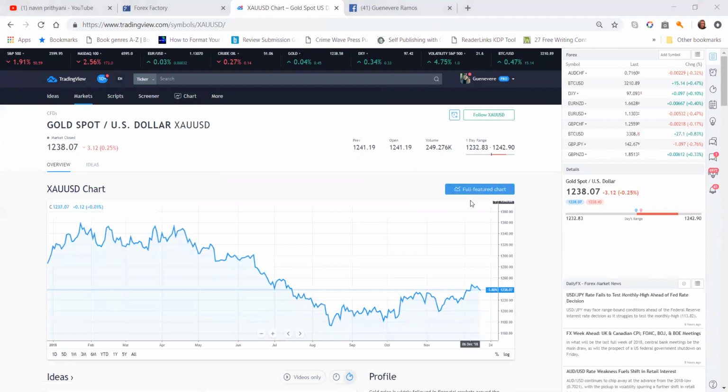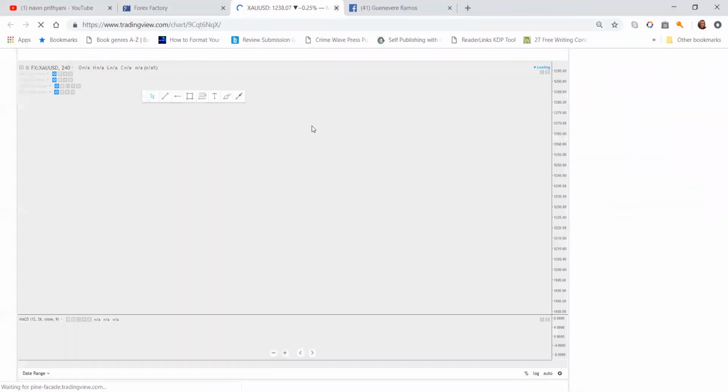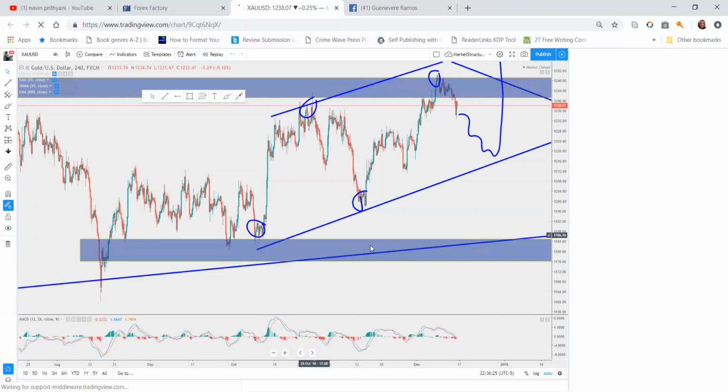So yeah, anything I mark up here, I can have access to it anywhere that I log into my TradingView account. It has a lot more tools and stuff that MT4 doesn't have.